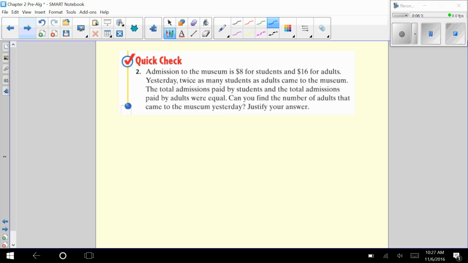All right, admission to the museum is $8 for students and $16 for adults. Yesterday, twice as many students as adults came to the museum. The total admissions paid by students and the total admissions paid by adults were equal. Can you find the number of adults that came to the museum yesterday? So let's look. $8 for students, $16 for adults. Twice as many students as adults came. So let's say there's A adults that came. That means there's 2A students that came.